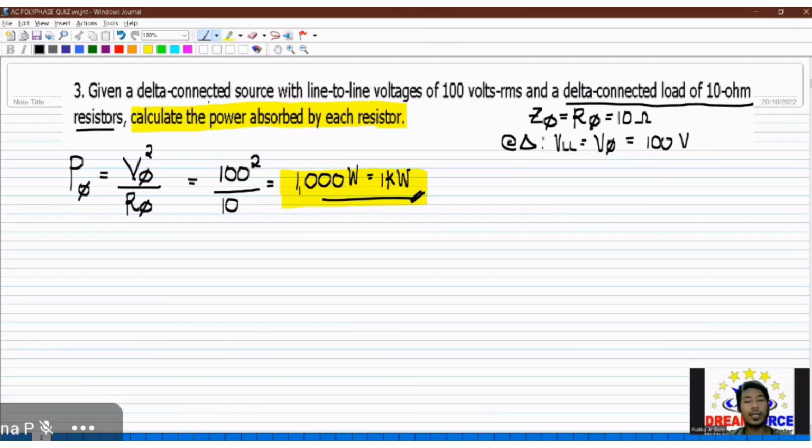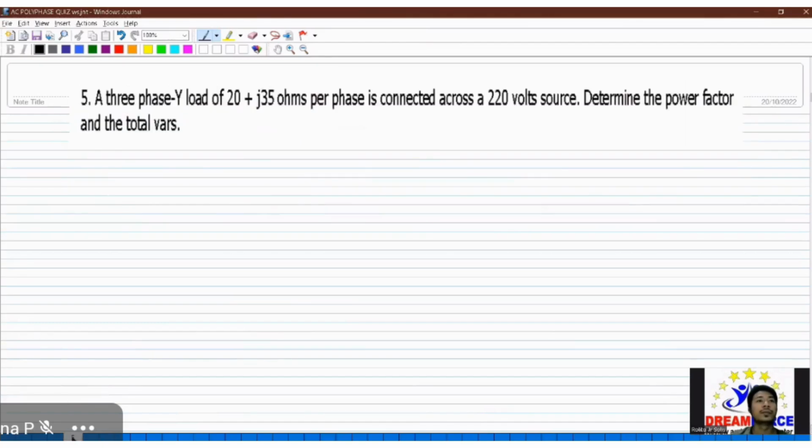So si number 4, skip muna natin since meron po yung choices. Doon muna tayo sa number 5. A 3-phase Y load of 20 plus J of 35 ohms per phase is connected across a 220 volt source. Determine the power factor and the total VARs. Total VARs, ano ba yung VARs? That is the volt ampere reactive, or yan po yung Q natin. Ibig sabihin, ang hinahanap natin is the power factor and then yung Q. For this number, engineers, pag hindi nakuha yung dalawa, mali, no? You'll get 1 point kapag tama yung dalawa.